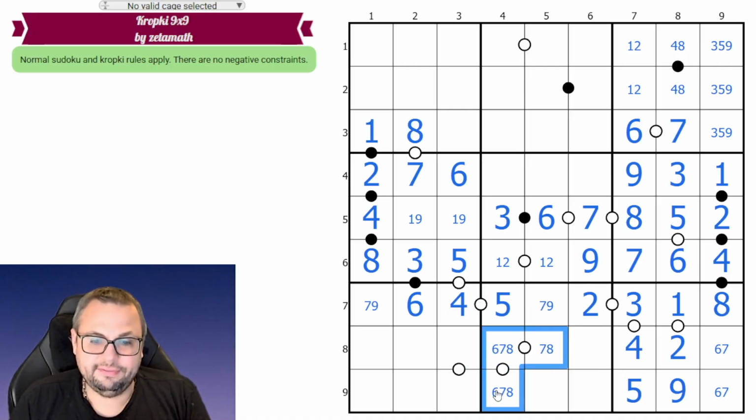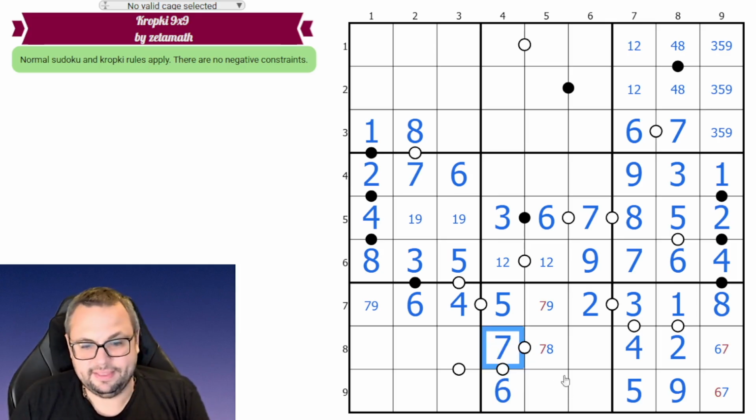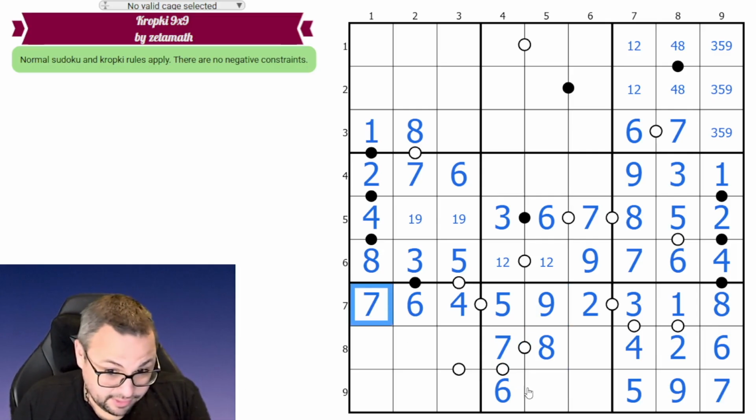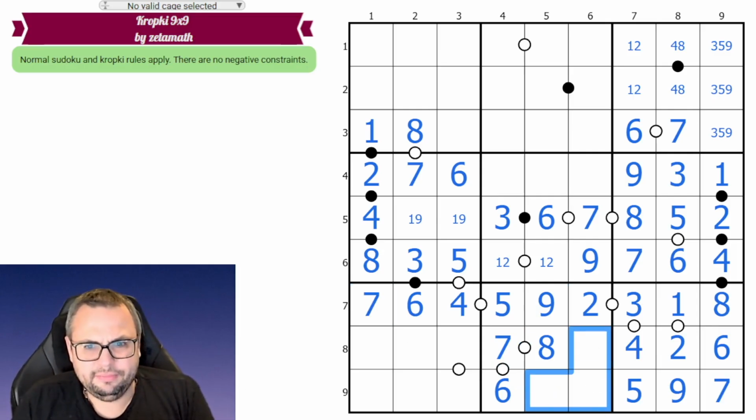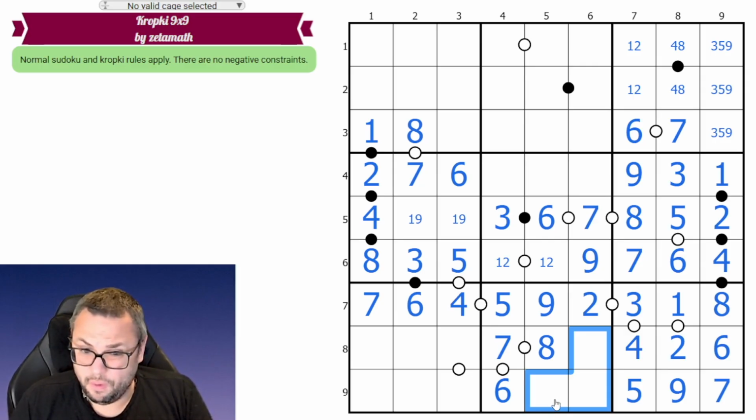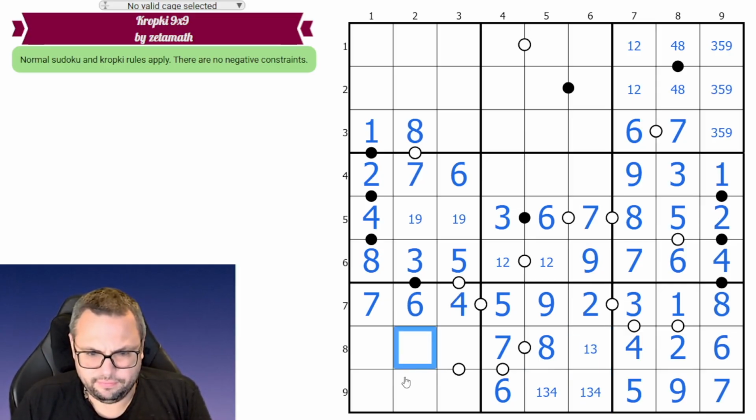But if they're 6, 7, 8, well, we know the 6 doesn't go in the middle. So the 6 has to go there, which then makes that a 7 and that an 8, which gives me the 6 and the 7 and the 9, and the 7 over here. And gives me that these are a 1, a 3, and a 4. That was not the 4, I suppose.